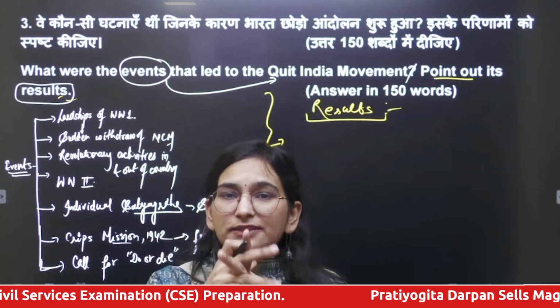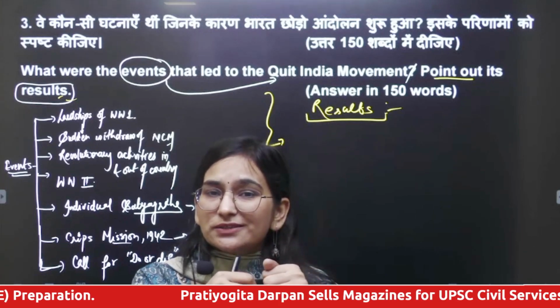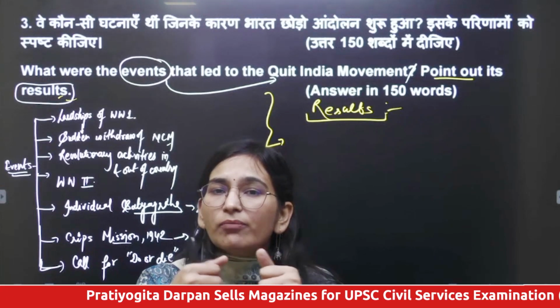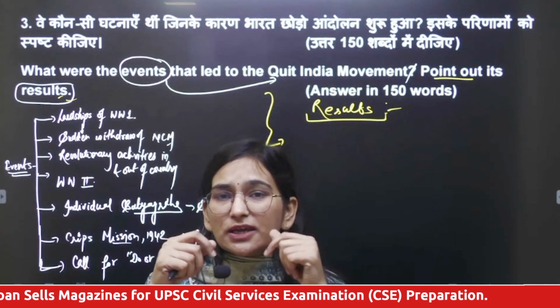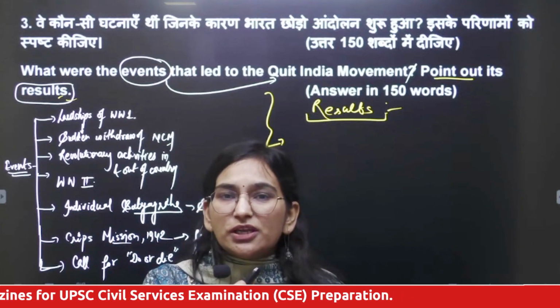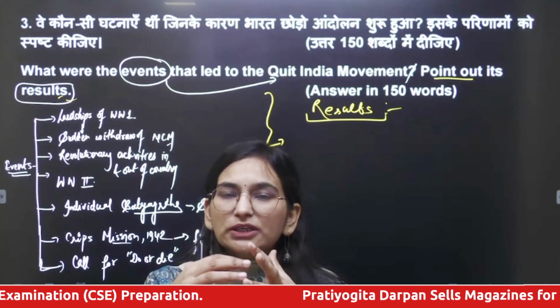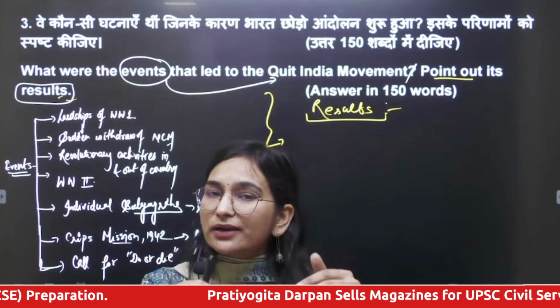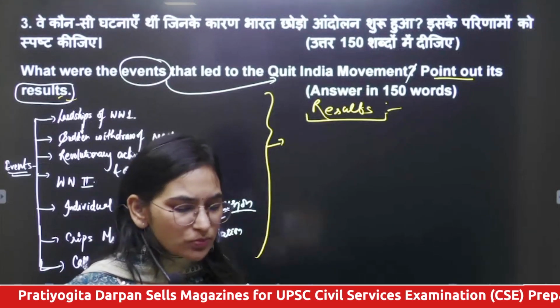In the results, mass mobilization was done, and I have told you that most of the great leaders were arrested at that time, and if the leaders have been arrested, then the movement was leaderless. But this leaderlessness led to the emergence of new leaders. There was Aruna Asaf Ali, who hoisted the flag, and a lot of leaders led the movement underground, and this was the impact. The mass mobilization is there.